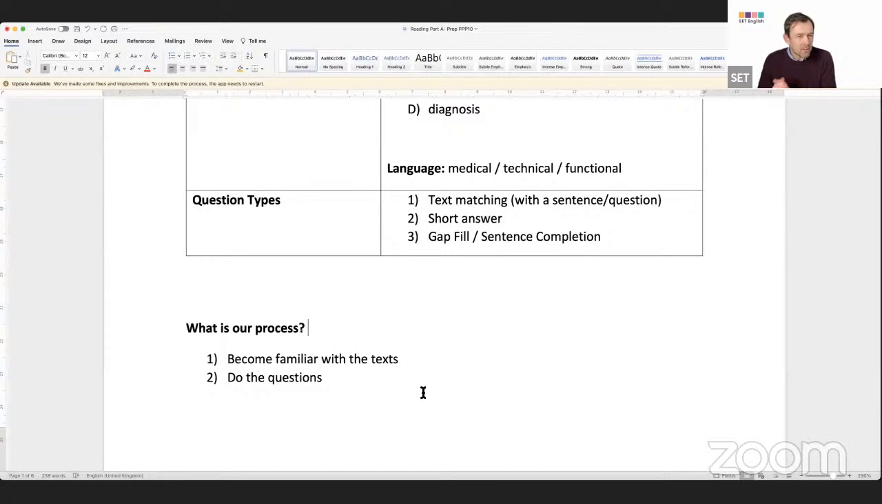Any challenges? Because there are some people that say, go and do the matching questions first and then do the other questions. But for me, I just don't think that helps us.